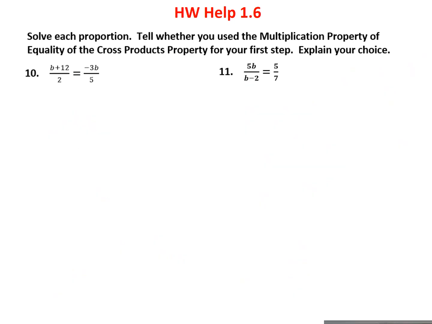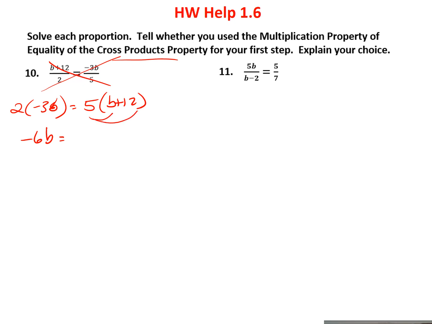All right. Now when you look at 10, we're going to have to use the cross products because the variable's in all of them. Okay. So don't let these things confuse you, but let's start with the cross products. First of all, 2 times minus 3b equals 5 times b plus 12. So we'll multiply. 2 times negative 3 is negative 6b, and here we need to use the distributive property. 5 times b is 5b, plus 5 times 12 is 60.